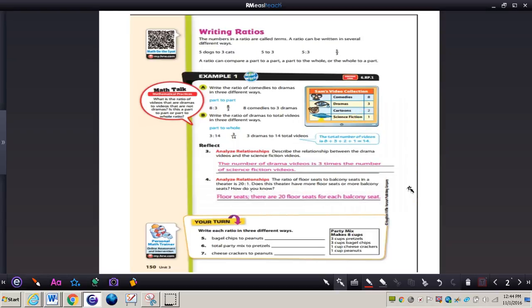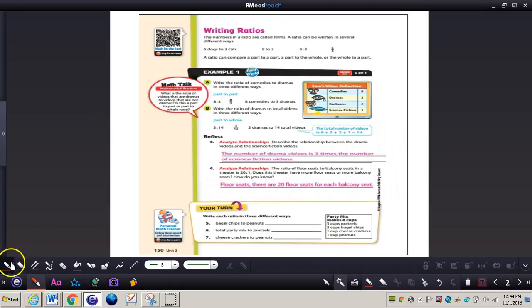Okay, let's take a look at number 4. It says the ratio of floor seats to balcony seats in a theater is 20 to 1. Does this theater have more floor seats or more balcony seats, and how do you know? So we can see the ratio of floor seats to balcony seats, 20 to 1. So obviously floor seats. The reason for that, there are 20 floor seats for each balcony seat. So for every balcony seat there's 20 floor seats in the theater there.